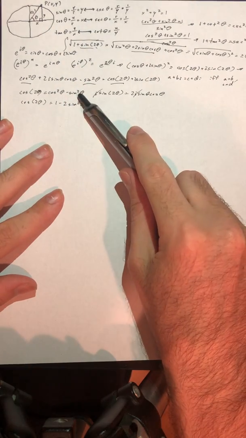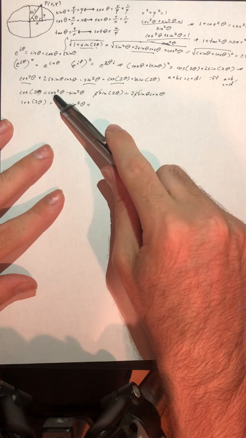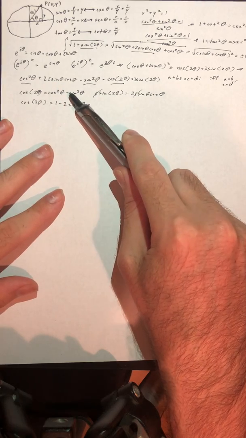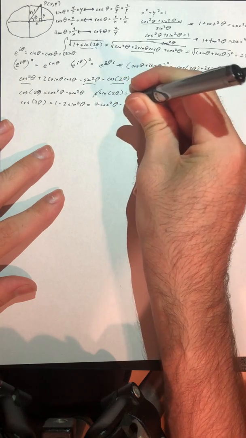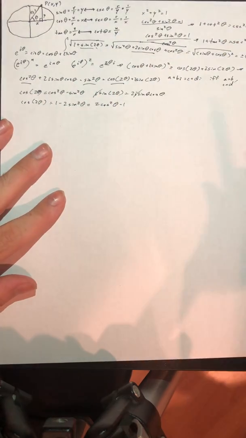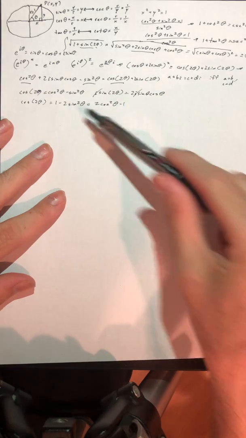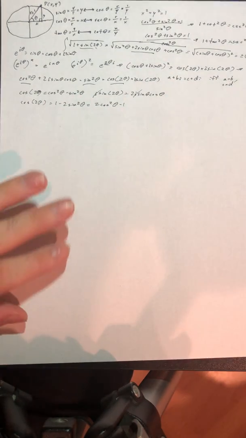Or if we were to let this sine squared theta be 1 minus cosine squared theta, we'd have cosine squared theta minus 1 minus cosine squared theta, which is equal to 2 cosine squared theta minus 1. And those are all equivalent forms, by the way. You'll probably see all three of those written in a calculus textbook or something like that.